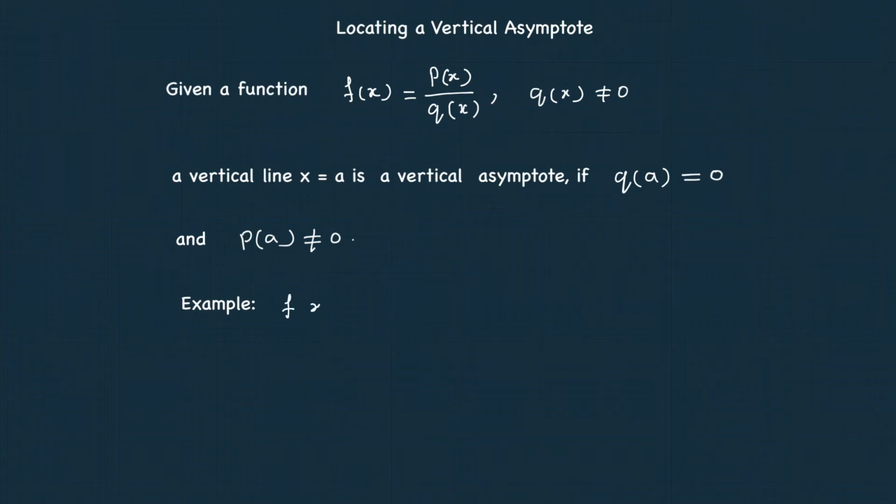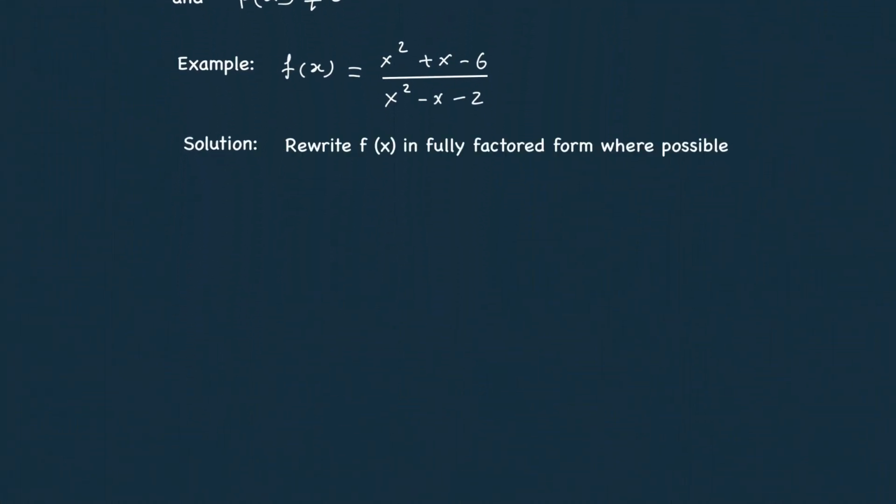For example, consider the function f of x equals x squared plus x minus 6 divided by x squared minus x minus 2. Rewrite the function f of x in fully factored form if possible. Let the numerator p of x be x squared plus x minus 6 and the denominator q of x equal x squared minus x minus 2.